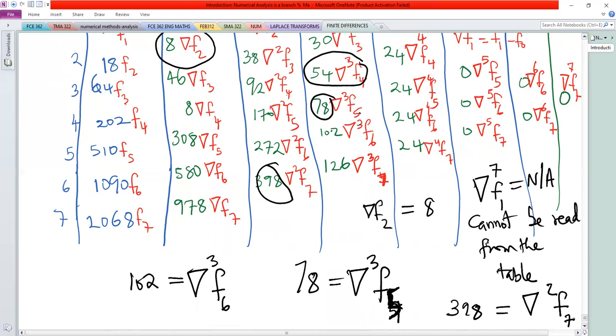So that's how we draw a backward difference table and how we read the values from the table. And always the trend is that to get any difference, you simply take the lower number minus the upper number in that order. Thank you.